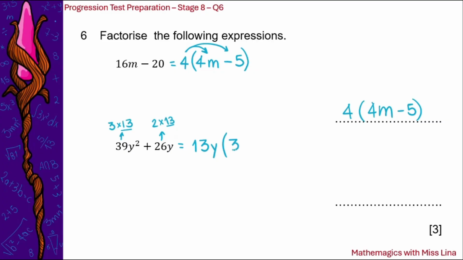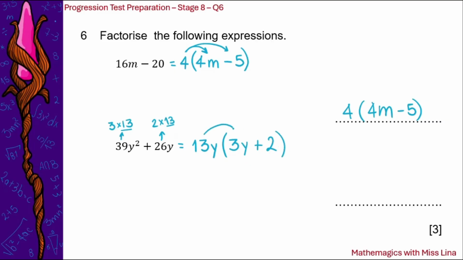13 times 3 is 39. And y times y is y squared. So we need to write the y as well. Plus 13 times 2 is 26. And the y is already there, so we don't have to write it again.